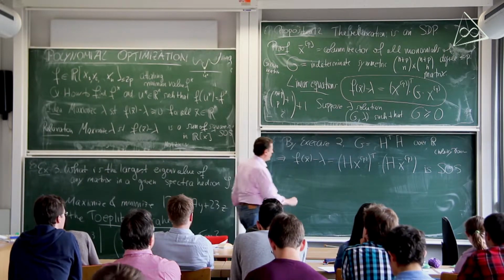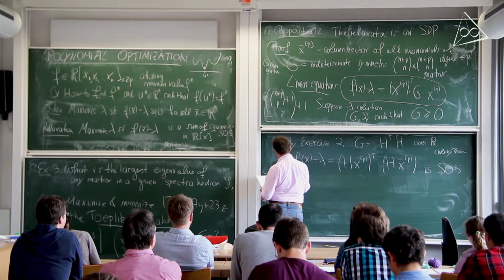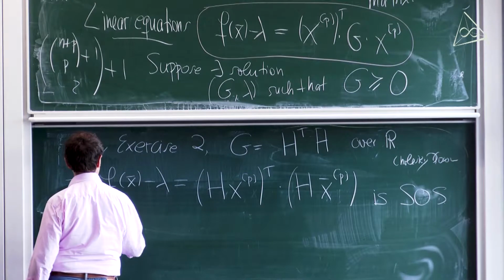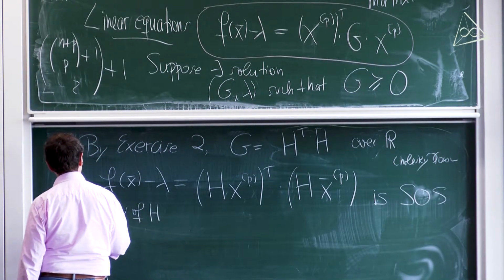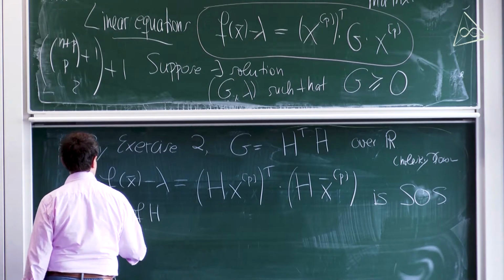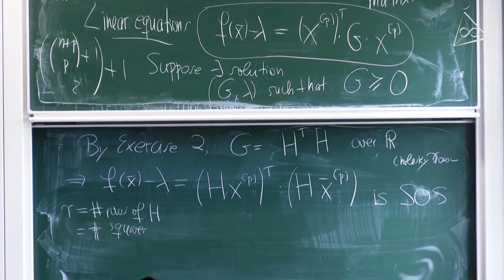Now, let me write R for the number of rows of H; it is the number of squares. Sometimes if you have a polynomial and you can write it as a sum of squares, you'd like to use as few squares as possible, and the number of squares you need is the rank of G. You can arrange it so that H is a rectangular matrix with few rows.